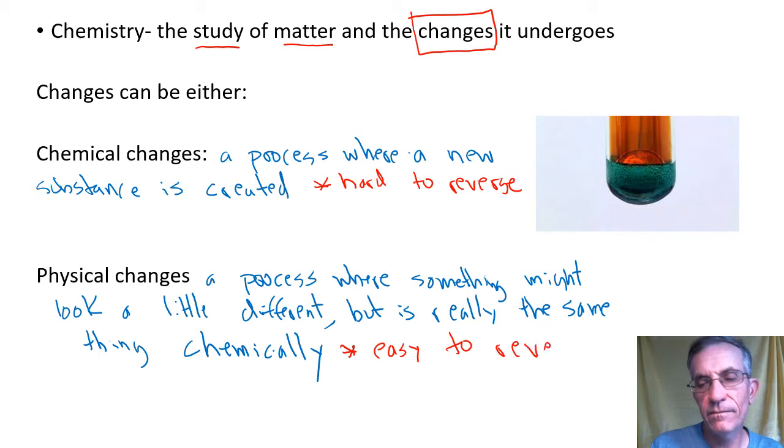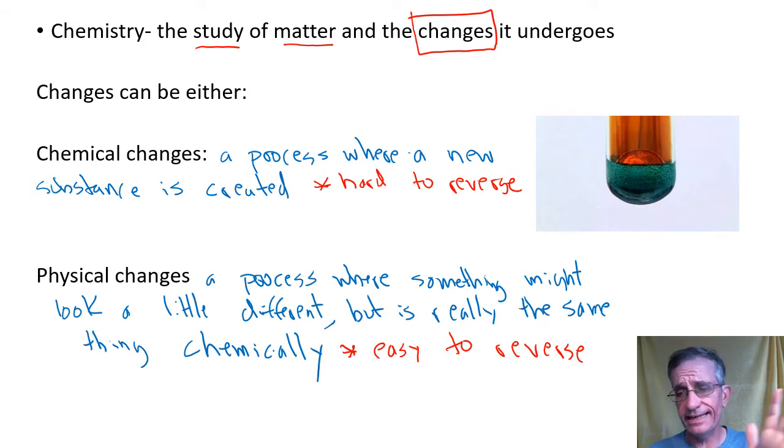Now, let me also mention why that is. If you make something new, like a totally different thing, it's hard to go backwards. That's a chemical change. A physical change, you haven't really created a new substance. So if you haven't really made anything new, it's easy to go back to what it originally looked like. All right, so let's look at a few examples.